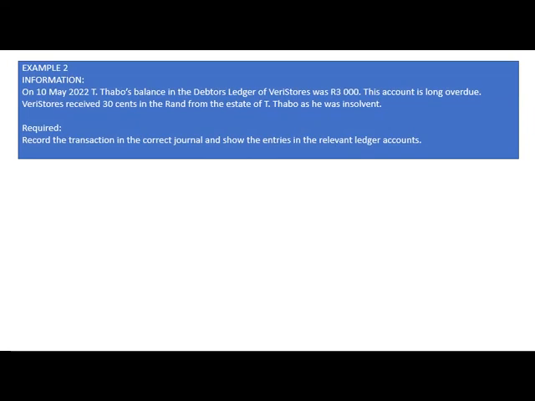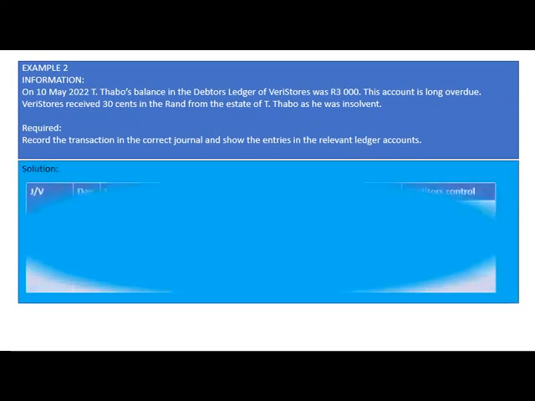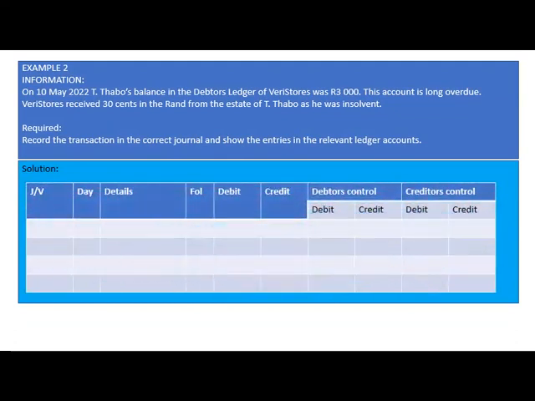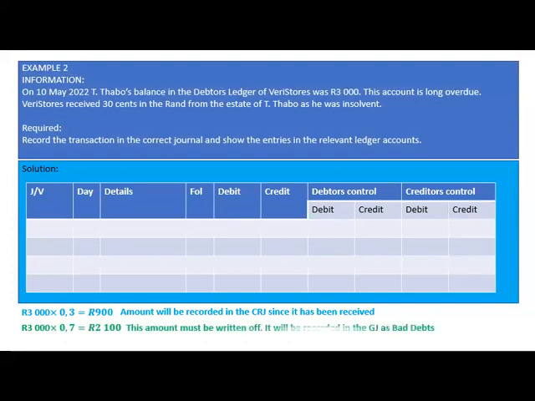Okay, I'm just left with 3 minutes to finish this off. So what am I going to do? I'm going to find the 30 cents, which is 900 rand. That 900 rand, because I've received it, I will record it in the cash receipts journal. And the other 70 cents, which will be 2,100, will be recorded in the general journal as bad debts. How do I record it? I will debit bad debts by that 2,100, and I will credit T-Table by that 2,100 and also credit my debtors control and write the narration.